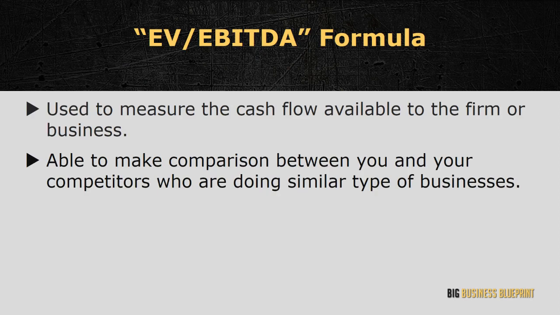worth. However, a more precise way of doing it will be using the EV over EBITDA formula. It's used to measure the cash flow available to the firm or business. EV to earnings before interest and taxes, also referred to as EV over EBIT, is used for less capital-intensive companies with a smaller depreciation and amortization expense.